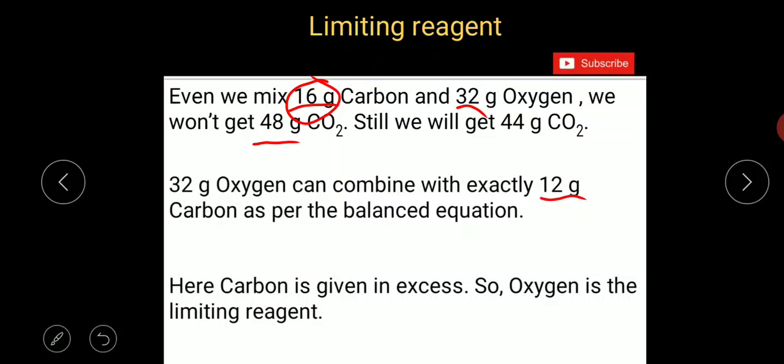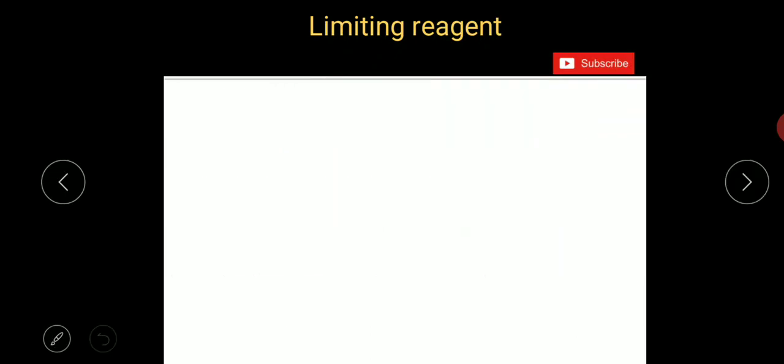So oxygen is the limiting reagent. So oxygen will be consumed completely. 32 grams of oxygen combines with 12 grams of carbon, so 4 grams of carbon is left over. So oxygen is getting consumed completely, so it is the limiting reagent.